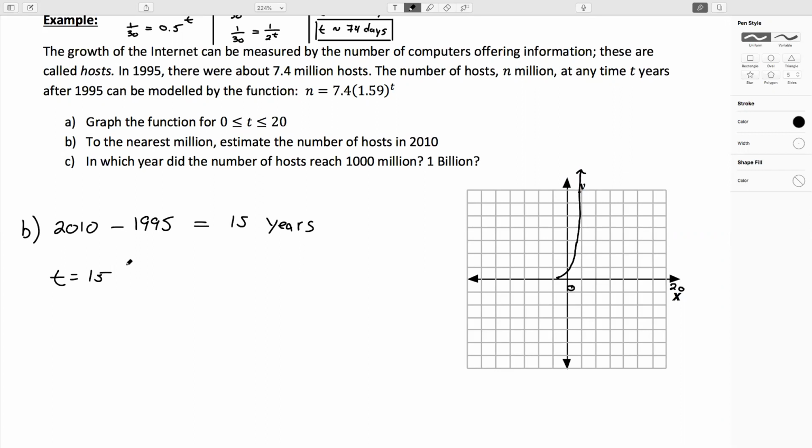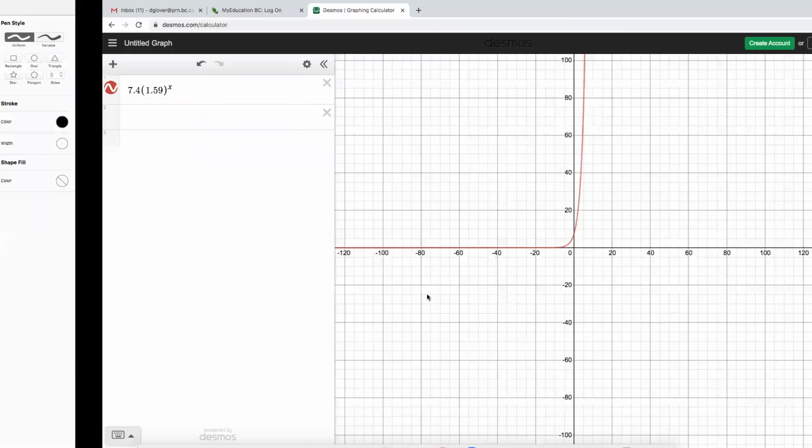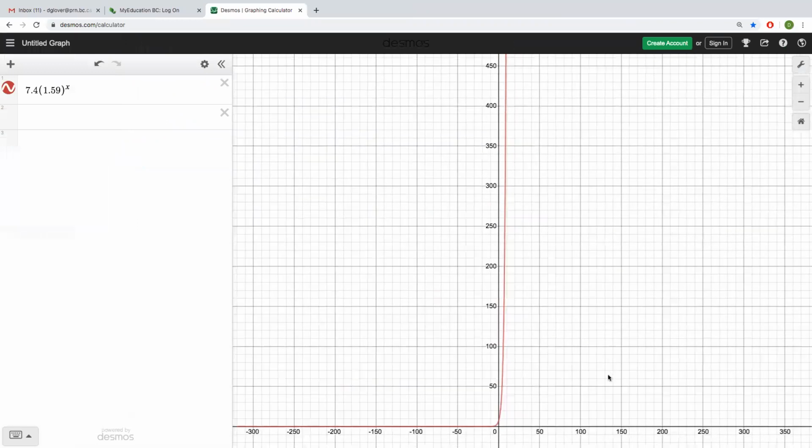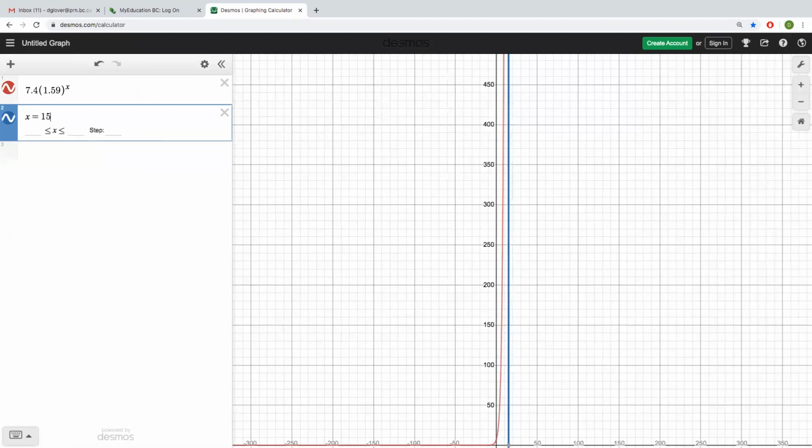On a graphing calculator, you can do this by inputting your function in the y equals menu, and then going to the calculate menu and just hitting value. And you can just type in 15 for x. Or on Desmos, we can try and find out what y is when t equals 15. It's going to be a little bit tricky because this is such a large graph, but I can use a trick. I can type in x equals 15, and I can try and find the intersect of these two.